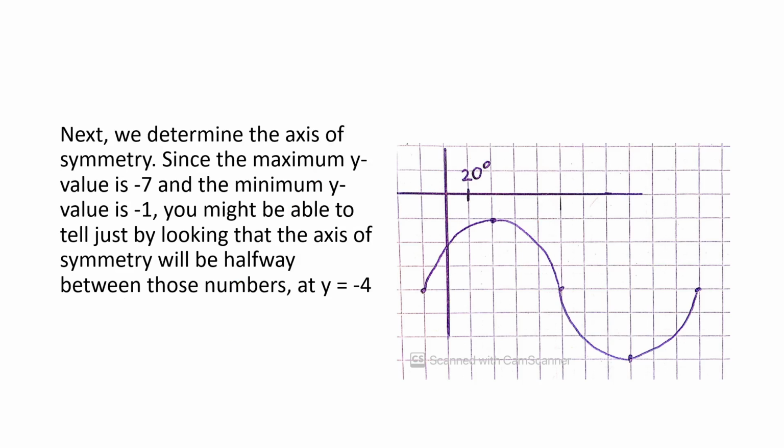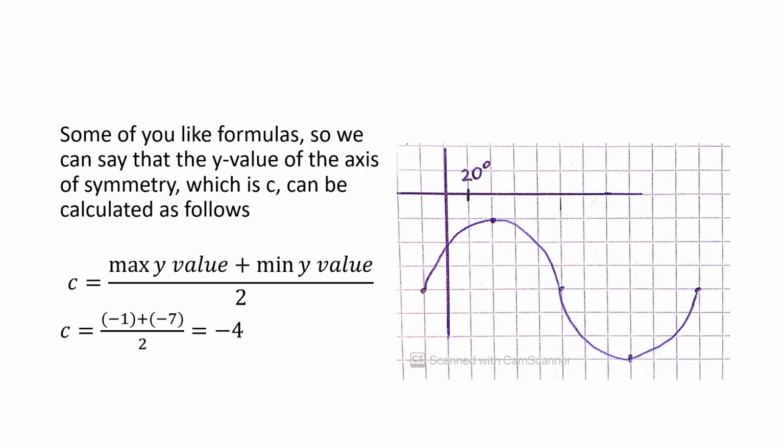Now, the entire curve from maximum to minimum is 6 squares high, meaning the amplitude is going to be 3, and the axis of symmetry is going to be at y equals negative 4. And some students can see that from observation. They can tell where the axis of symmetry is, and then they can count the squares up or count the squares down. But if you prefer formulas, then use a formula. C will always equal the maximum y value plus the minimum y value over 2. So negative 1 added to negative 7 divided by 2 is negative 4. So the C value is negative 4 because the axis of symmetry is at y equals negative 4.